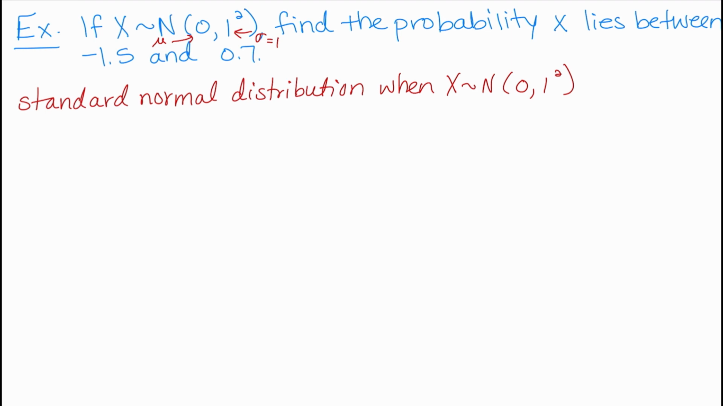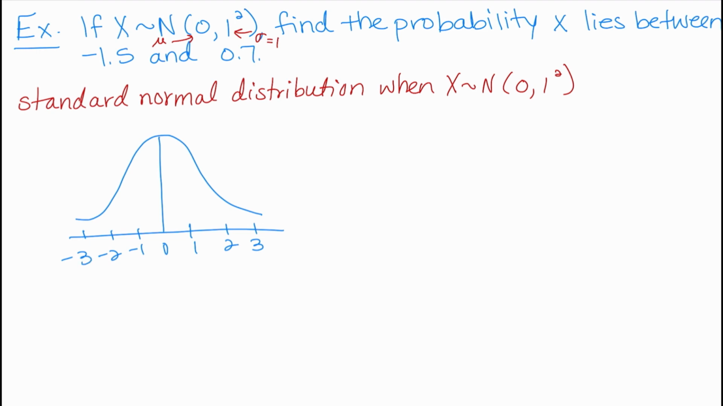So I'm going to go ahead just like before, and I'm going to draw a quick diagram to illustrate what is happening in this problem. It's going to be very simple because the mean is 0 and the standard deviation is 1. So I'm going to go out +1 and then -1, 1, 2, 3, -1, -2, -3. In this case, I want the probability that x lies between -1.5 and 0.7. So basically, this is what I want. I'm going to shade this area in. I'm going to go to my calculator.